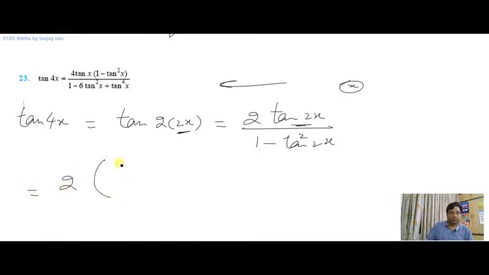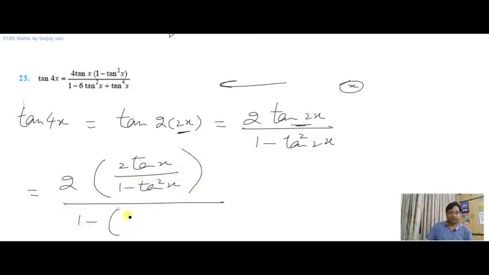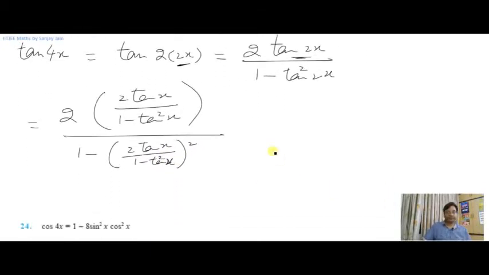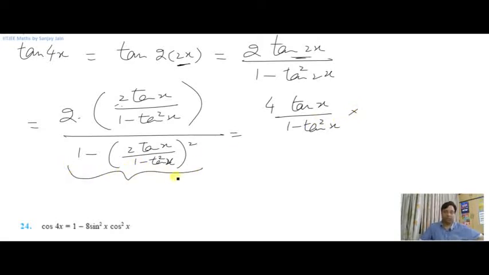2 tan x by 1 minus tan square x, and in the denominator 1 minus (2 tan x by 1 minus tan square x) whole squared. Okay, so now how do I write it? This is 2 into 2, 4. So 4 tan x by 1 minus tan square x. And now what I'll do is I'll simplify. Okay, let me show the denominator only to you. This is (1 minus tan square x) whole square.